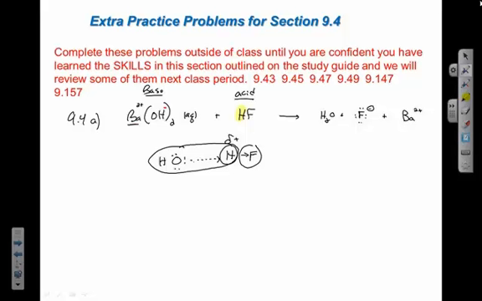But then I've got to make sure everything's balanced. So I've got 3 hydrogens on the left and only 2 on the right. So I need more here. I will then need more hydrogens to keep 4 on both sides, and I will need more of these to keep 2 fluorides on both sides. Now it's balanced.